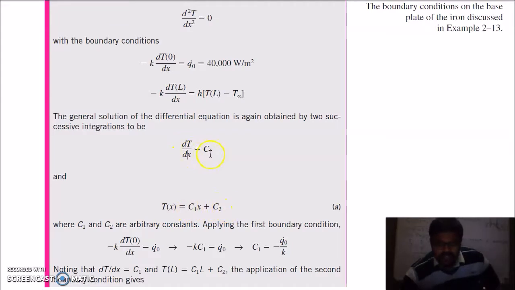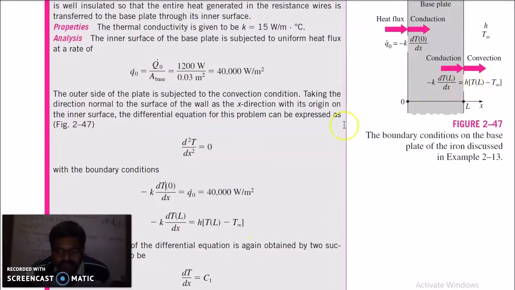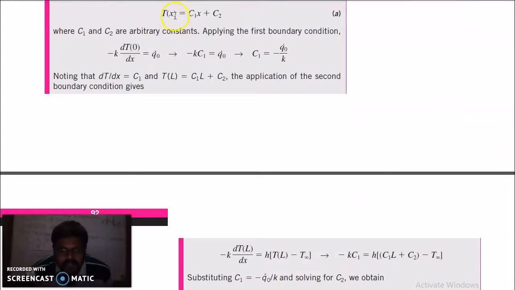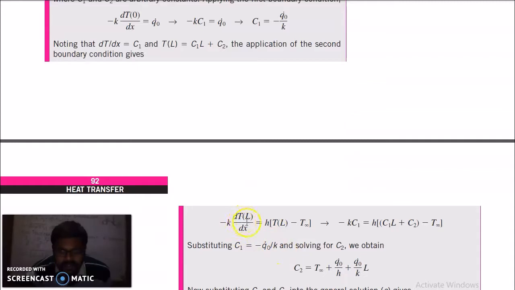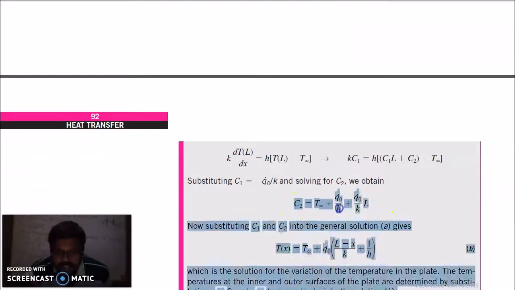So dT by dx is equal to C1. Replace this value in this equation. You will get minus K C1 is equal to Q naught, so C1 is equal to minus Q naught by K. Now take this second equation. In this equation, instead of x you can put L. Same here, instead of x you can put L. So dT by dx will become C1, and instead of T(L) you can place this value, C1 L plus C2. On rearranging you will get C2 is equal to this.